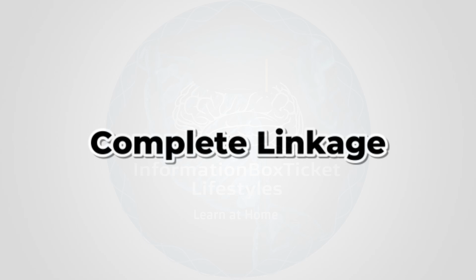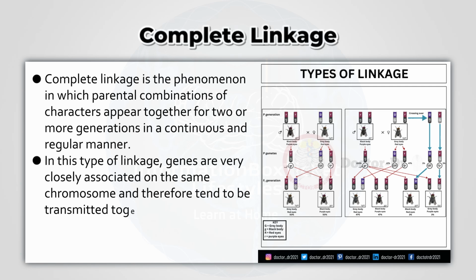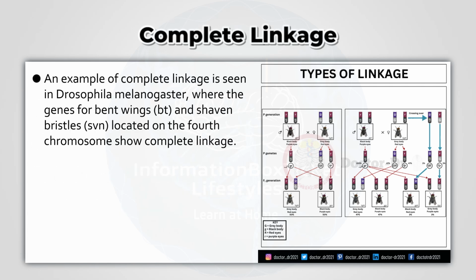Complete linkage. Complete linkage is the phenomenon in which parental combinations of characters appear together for two or more generations in a continuous and regular manner. In this type of linkage, genes are very closely associated on the same chromosome and therefore tend to be transmitted together without separation. An example of complete linkage is seen in Drosophila melanogaster, where the genes for bent wings, bt, and shaven bristles, sv, located on the fourth chromosome show complete linkage.